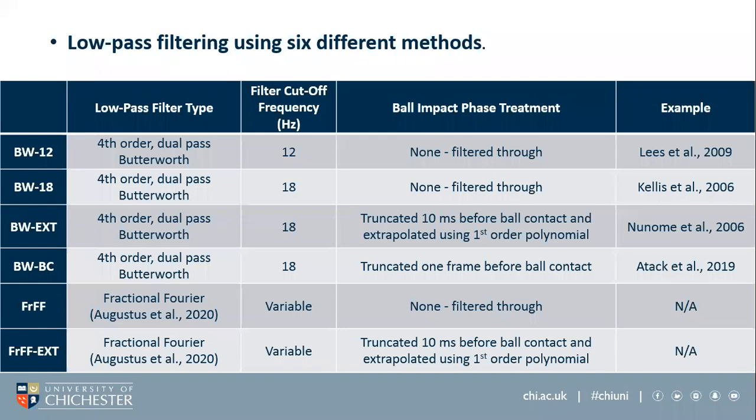The BW12 and BW18 were examples of filtering through the impact phase with cutoff frequencies of 12 and 18 Hz. The BWEXD truncated data 10 milliseconds before the start of impact, and the BWBC 1 millisecond before impact. Finally, the FRFF conditions either filtered through the impact or extrapolated the final 10 milliseconds as per the BWEXT condition.